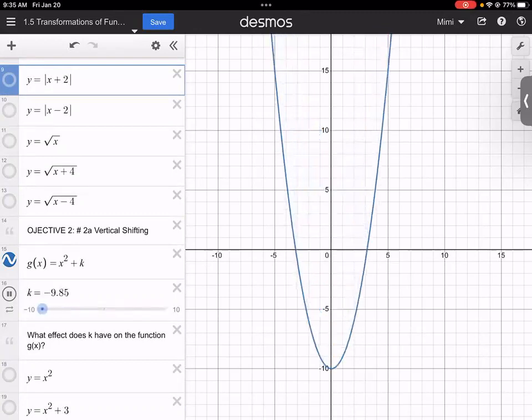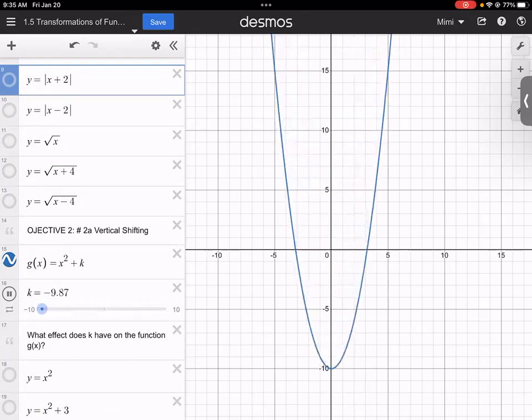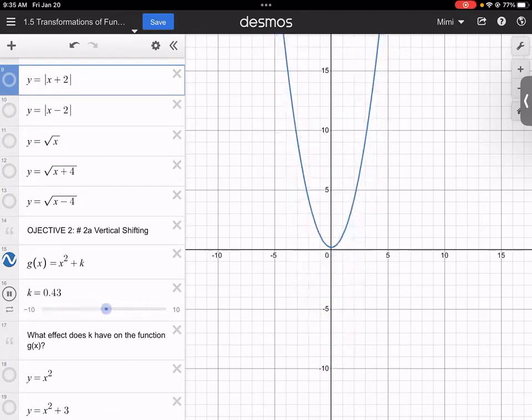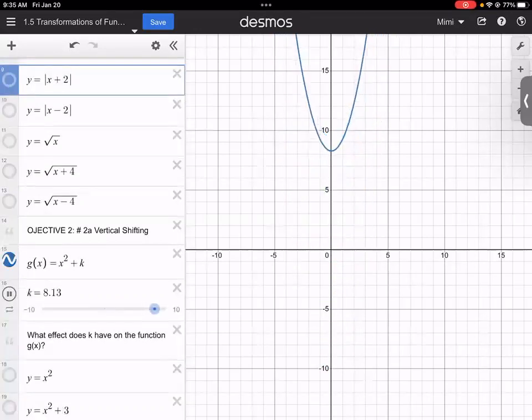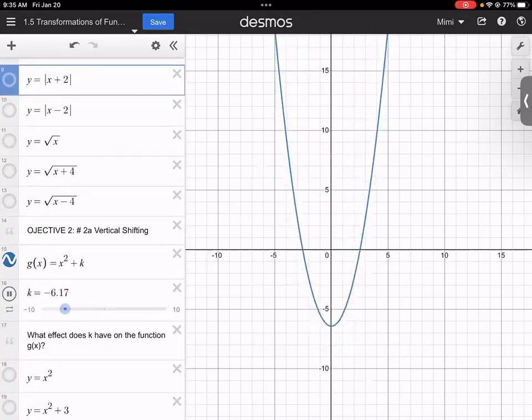I know the illusion of the graph is that it looks like it's getting skinnier or bigger. It's not. It's just because it's moving up and down. Therefore, you have that illusion. So for vertical shifting, it's pretty straightforward, right? Adding, move up; subtracting, move down. Right?